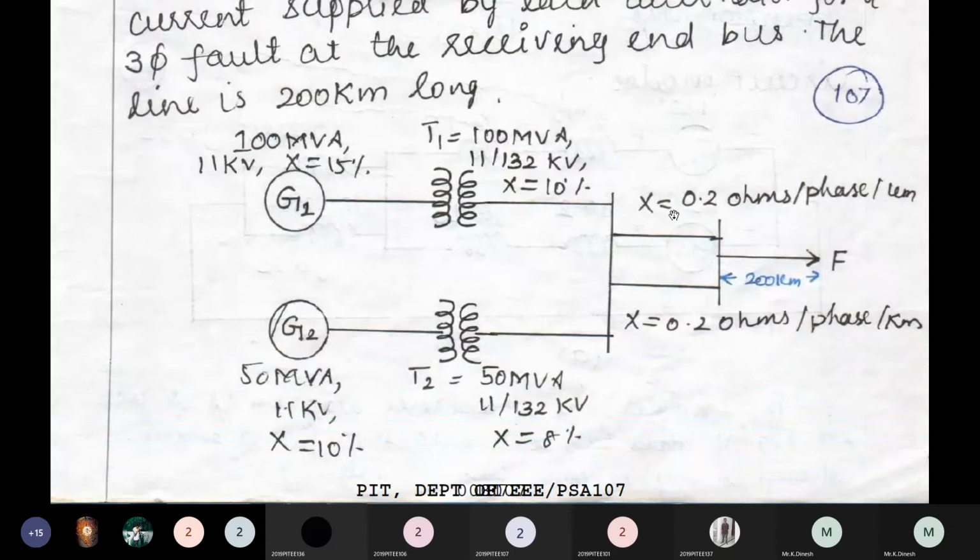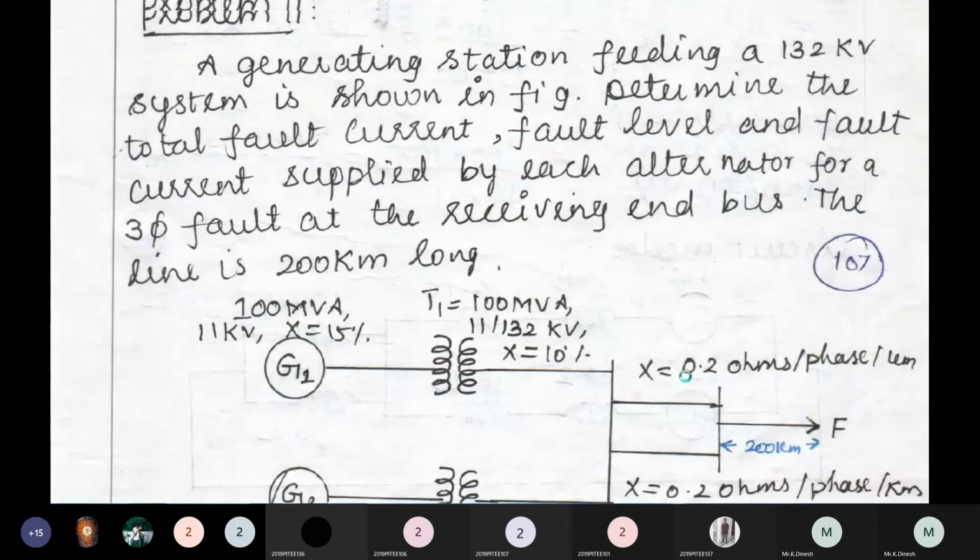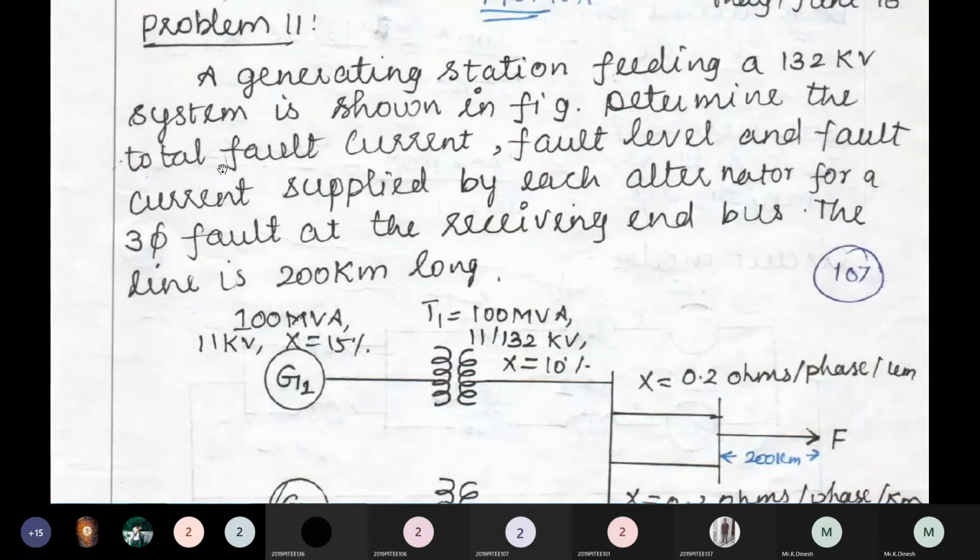So the reactance value is 0.2 ohms per phase per kilometer. 1 kilometer is 0.2, but for 200 kilometers you will multiply. So at the end of the transmission line, you have the fault. So you need to find out certain parameters. In the question they asked to find out the total fault current. What is the fault level?